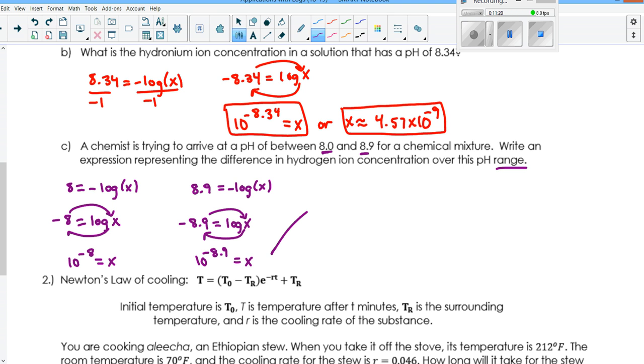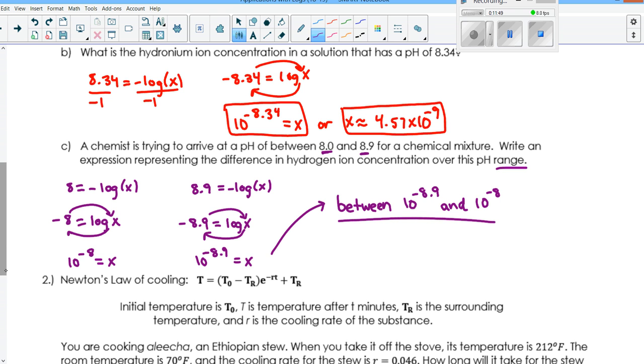But here's how I have to interpret it. I want to know the range, so I'm going to say between, and we typically say our smaller number first. This is my smaller number. It's raised to a higher negative power. So I'm going to say between 10 to the negative 8.9 and 10 to the negative 8. Okay, so that is my range.